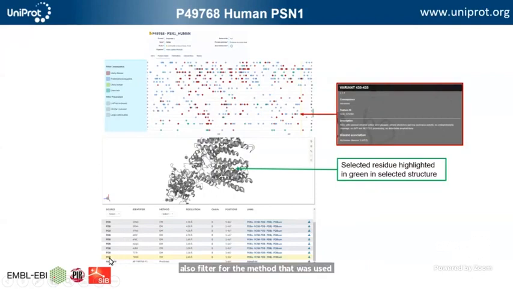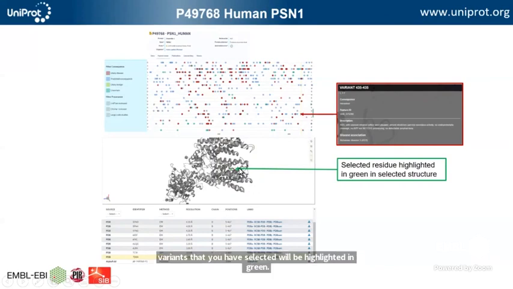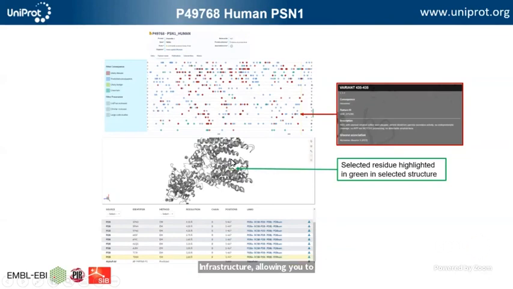So we are choosing a PDB structure, and you will find the structure displayed here in the window, and the variant that you have selected will be highlighted in green in the structure, allowing you to analyze where exactly this variant is located in the protein structure and the possible consequences of this.